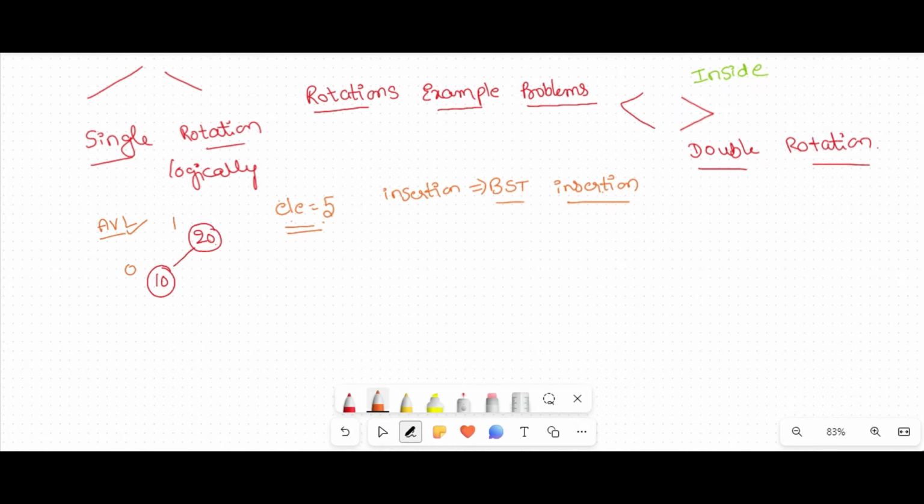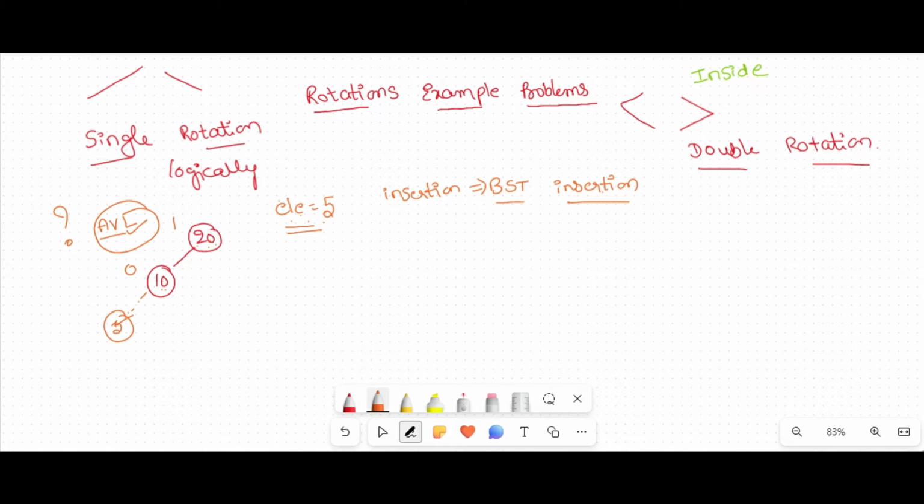How do we insert this element 5? Compare with the root node 20 and 5. As 5 is less, move to the left side. Then 10 and 5: as 5 is less, move to the left side. As there is no left child, insert here. In this way we insert in a binary search tree. Now, after insertion, is it an AVL tree or not? That we have to check.